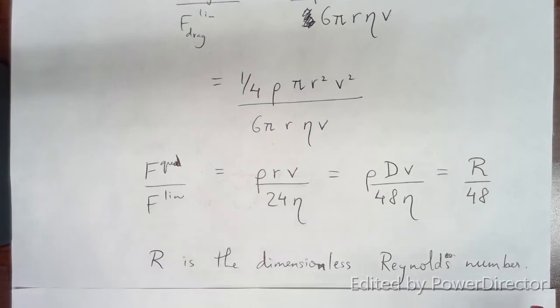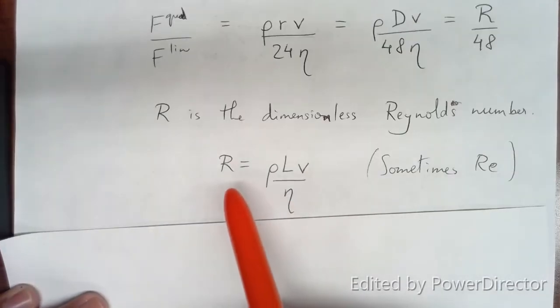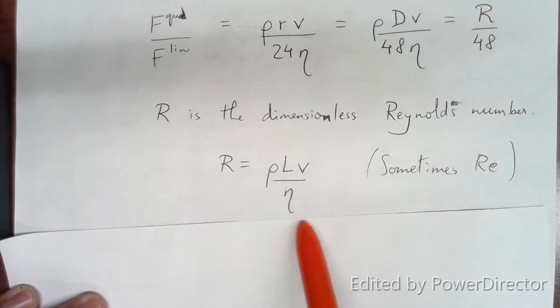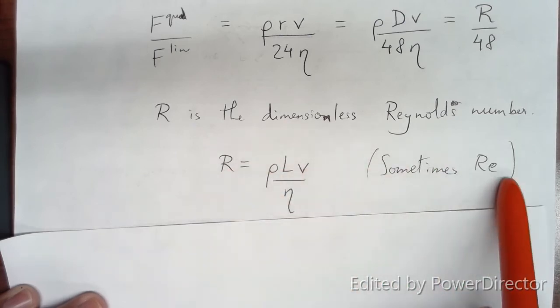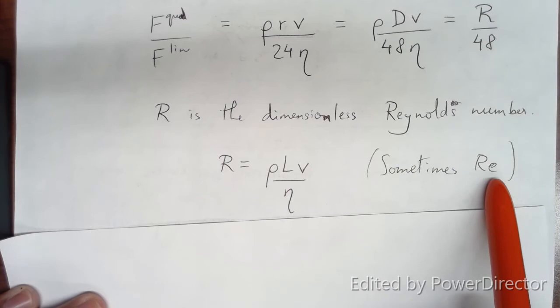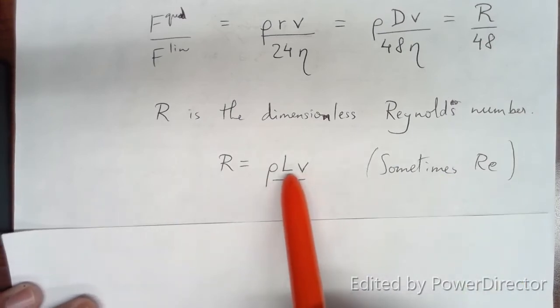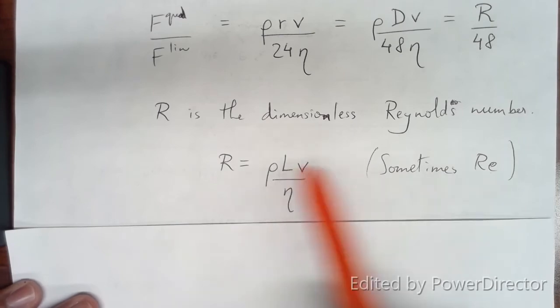The Reynolds number is quite important in fluid dynamics. More generally, for shapes other than a sphere, we write R is equal to rho L v over eta, and sometimes instead of R we write Re to remind us that it's Reynolds. And L here is a typical length scale of the object moving through the fluid.